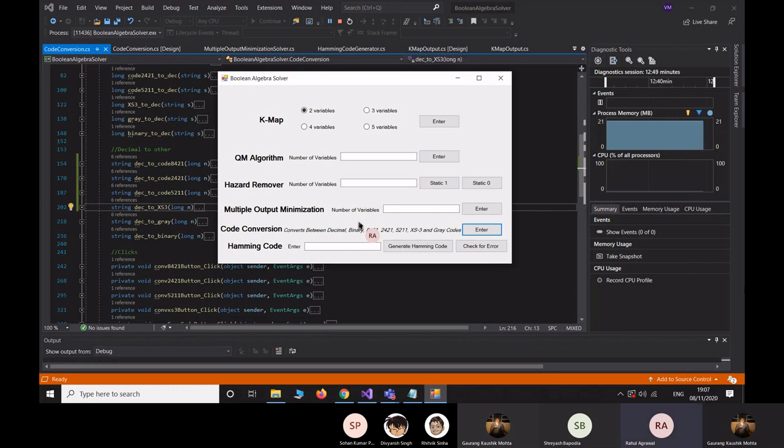Whereas XS3 code is a self-complementing code and it's widely used for subtraction of numbers. And also gray code is used for switching since its switching time is very less because the number differs from the preceding number by only one bit. Therefore, it is required to develop algorithms to convert between different types of codes.